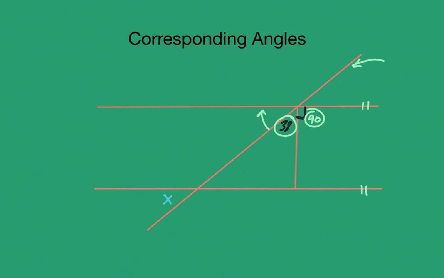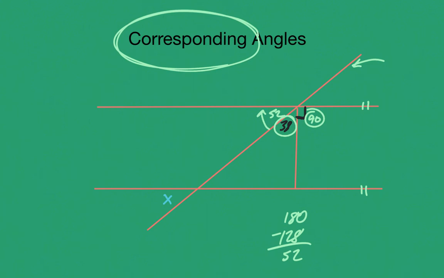You could look at it as either a complementary with 38 or a supplementary with all of them, but I know I need 180 degrees to make that straight line, and I've got 128 of it so far. So the part that is remaining is 52. Double checking my math in my head. So I know that this is 52, and using the corresponding angle fact, I know that this down here is also going to be 52.